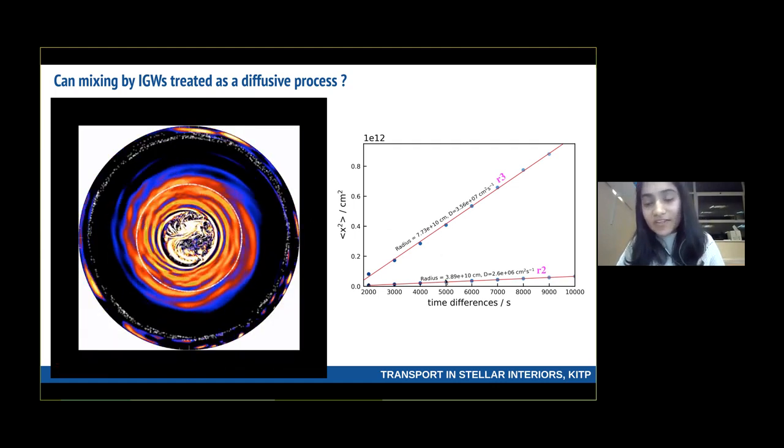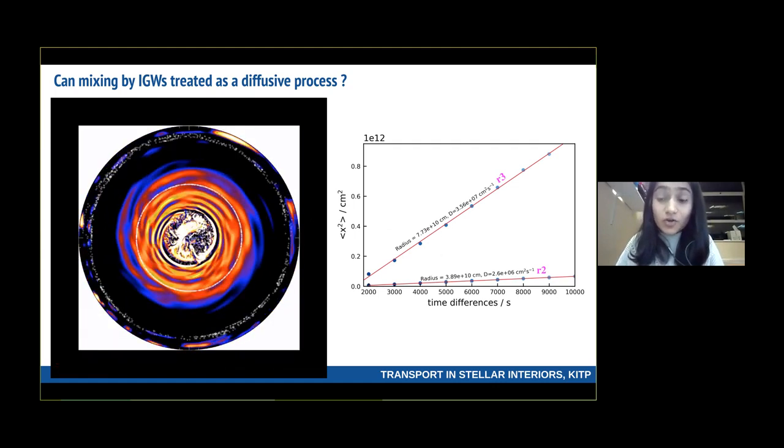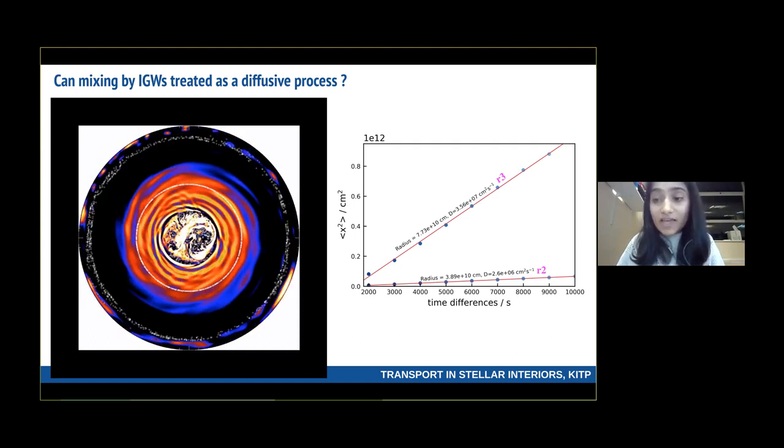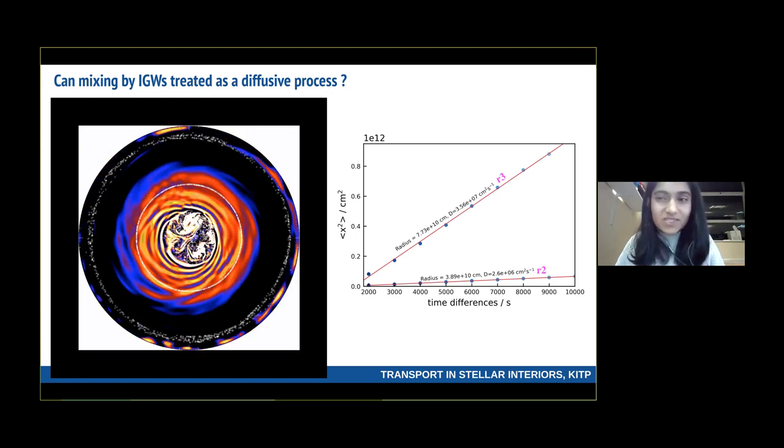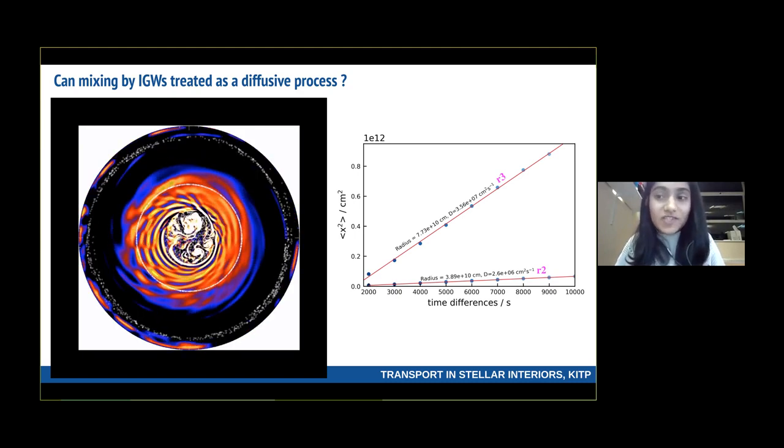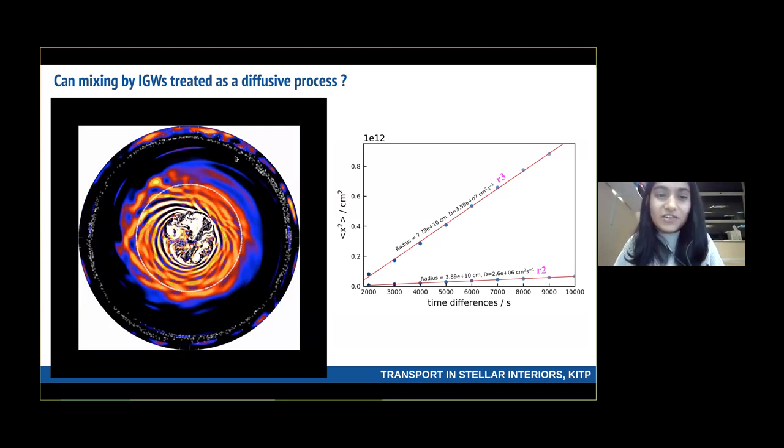We also note that the slope increases as we move from R2 to R3, which suggests that the mixing is stronger as we go towards the outer radii, as is evident from the movie here.